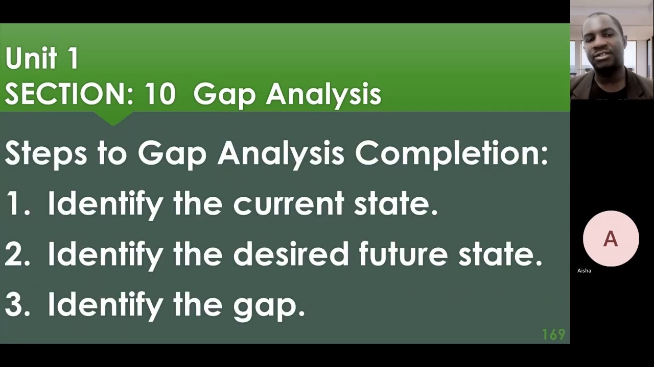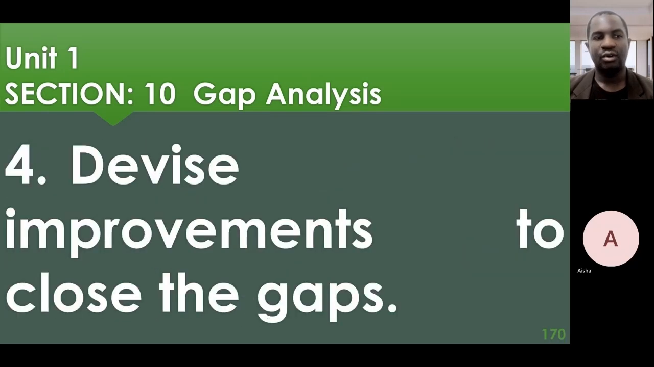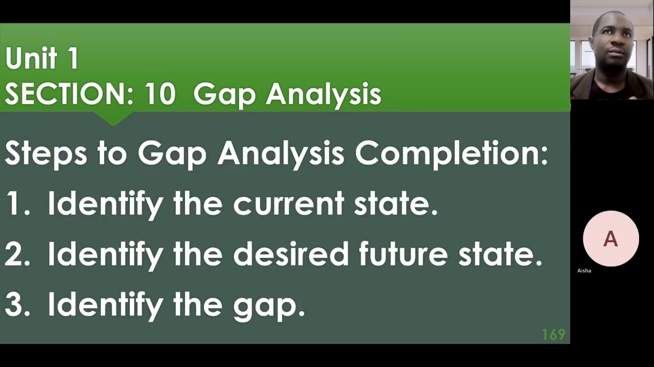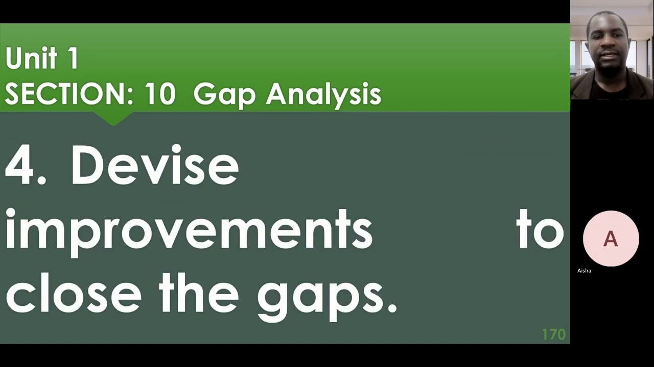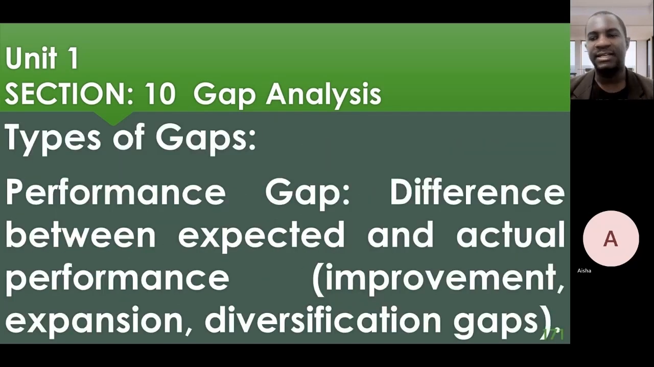So the steps to gap analysis completion: identify where you are currently, identify where you want to be. That's your desired future state. So based on what you've done in the past, what was the gap? Then number 4, you devise improvement to close those gaps. Very simple. So I'll go over that again. Identify your current state. Identify the desired future state where you want to be. What is the gap between your current and your desired future? And devise improvements, implement them to close those gaps. And that's what the gap analysis is all about.